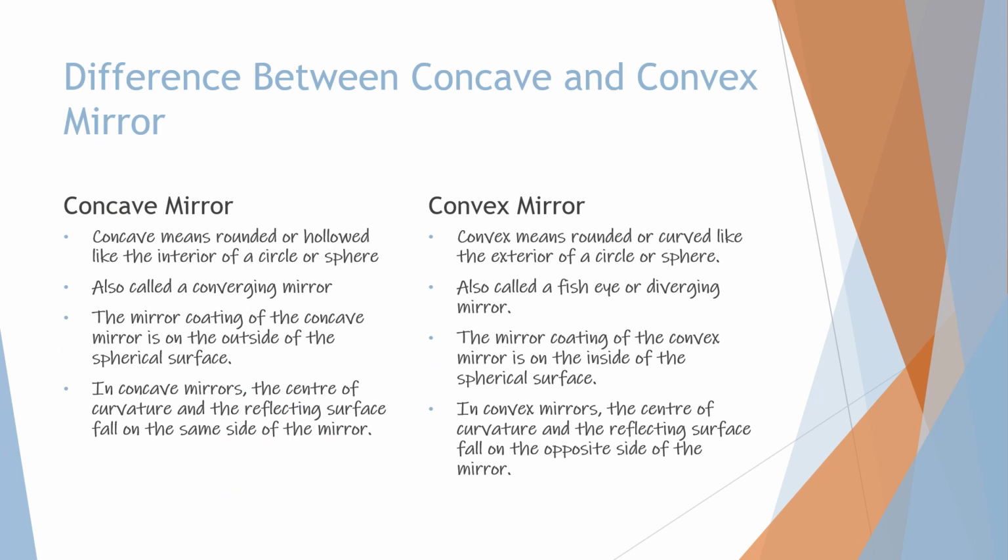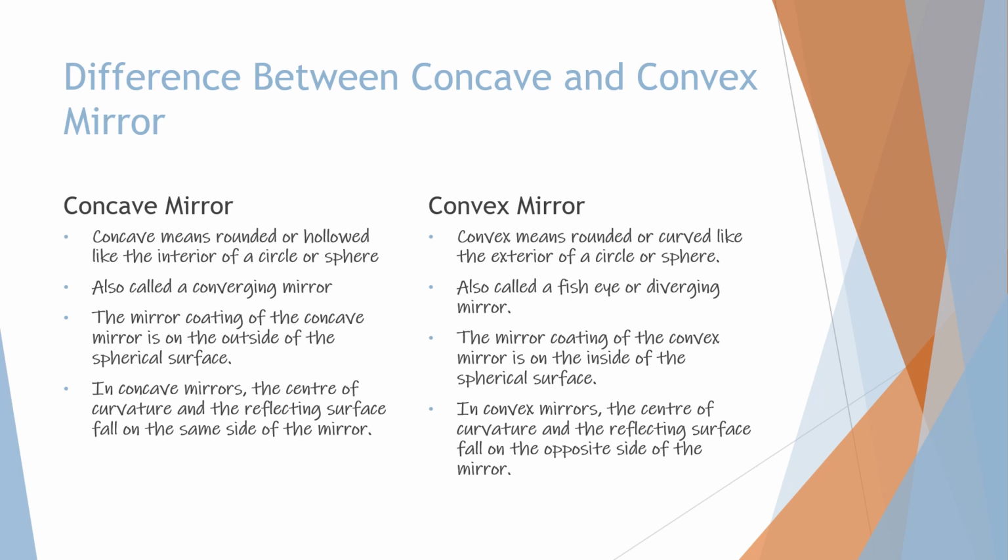So now what is the difference between concave and convex mirror? The concave mirror is thinner in the middle and thicker at the edges, whereas convex mirror is thicker in the middle and thinner at the edges. Concave mirror is also known as diverging mirror and convex mirror is also known as converging mirror.